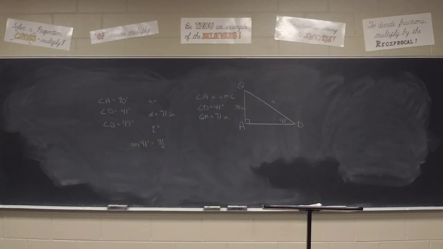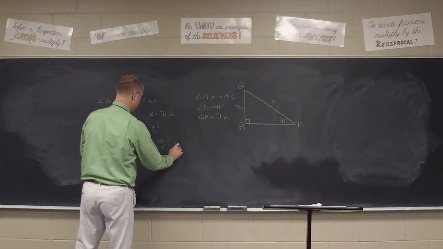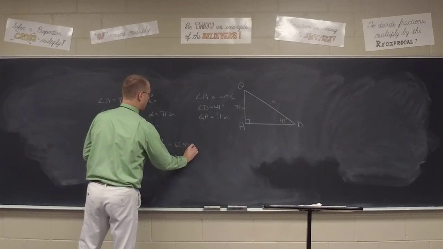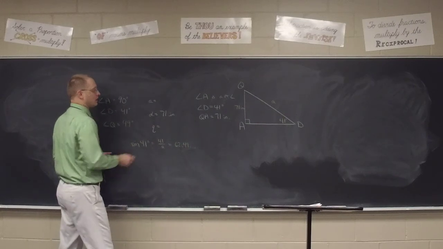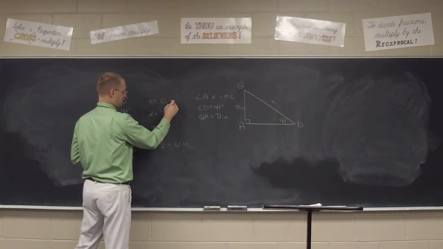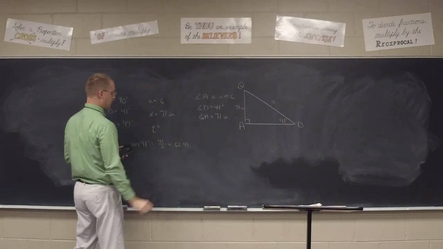41 divided by the sine of 41. I get 62.49, blah, blah, blah. We'll round that off to 2 sig figs, so 63 inches. It should be 63 because then I would bump the 4 up to a 5.